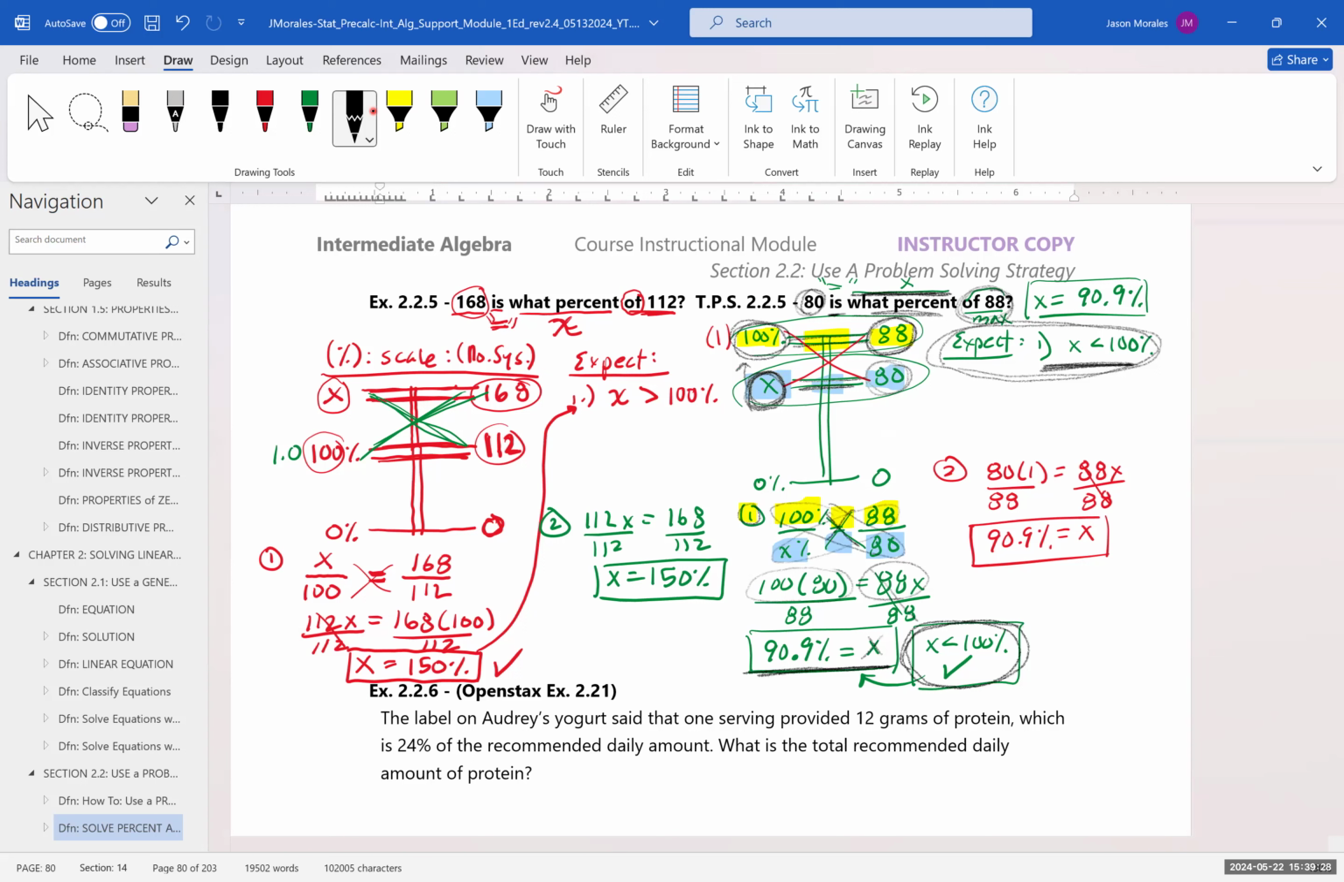And then finally, to do this maybe a little quicker, instead of setting up an equivalence of ratios, we could just go ahead and cross multiply what we got. So we're going to have 80 times 1, and that's going to be equal to 88 times x. Divide both sides by 88, and you get x equals 90.9%.